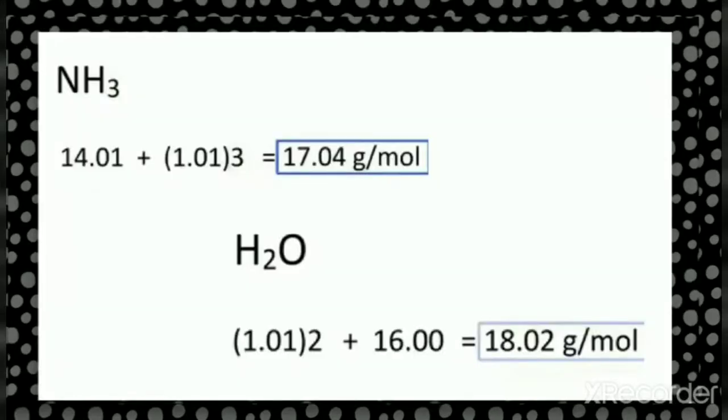Let us find the molar mass of ammonia, or we can say the mass of 1 mole of ammonia, which is 17.04, or approximately 17. In the case of molecular mass, that is the mass of one molecule, we used the unit U or AMU. Here we are using the value gram per mole. That means 1 mole of ammonia has a mass of 17.04 grams. Similarly, 1 mole of water has a mass of 18.02 gram. So the unit for molar mass is gram per mole.